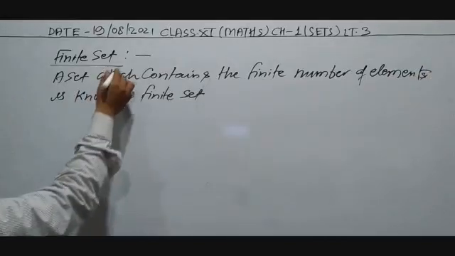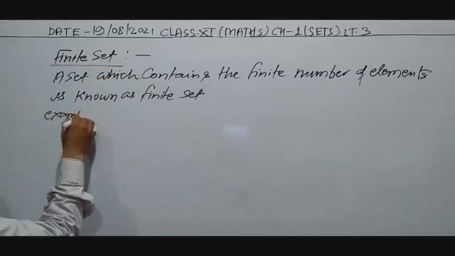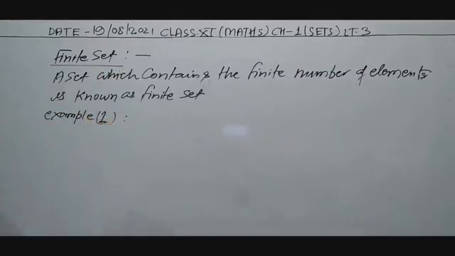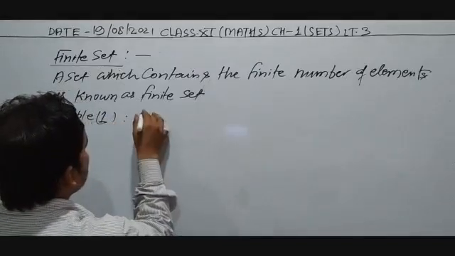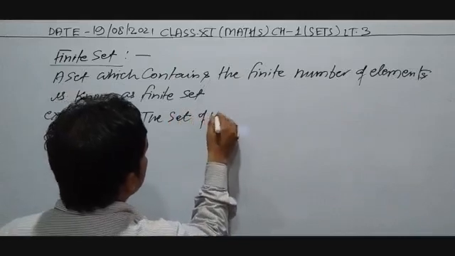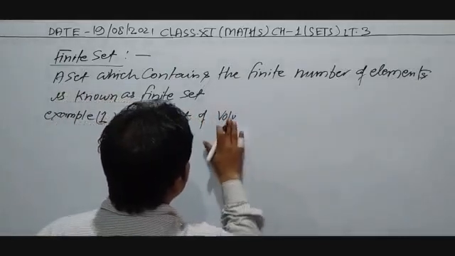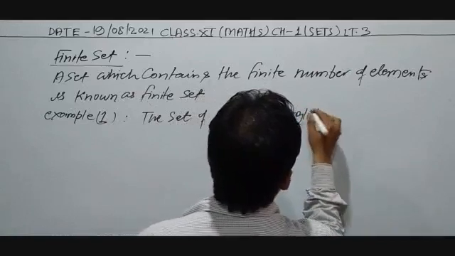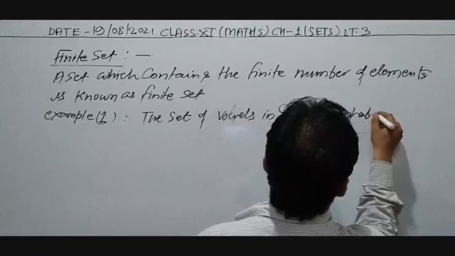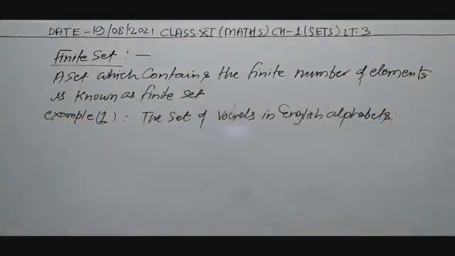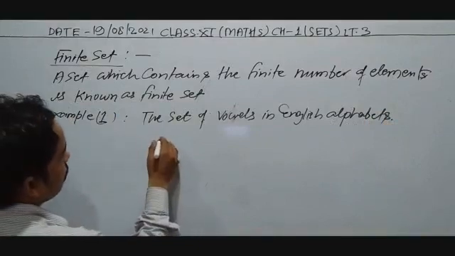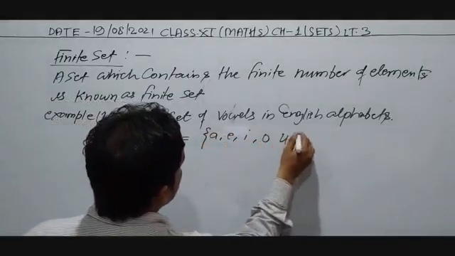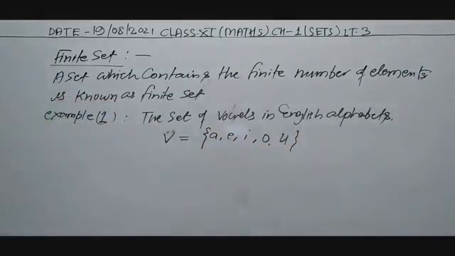Now see the example. Example 1: the set of vowels in English alphabets, that is A, E, I, O, U. This is countable and this is finite. So this is a finite set.